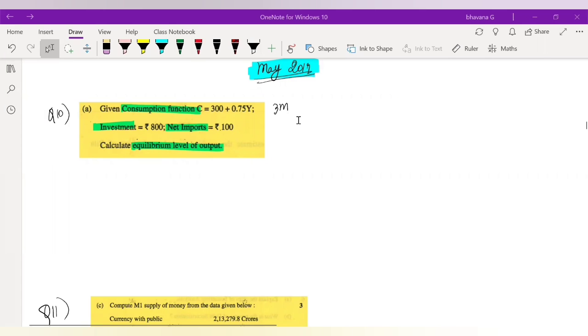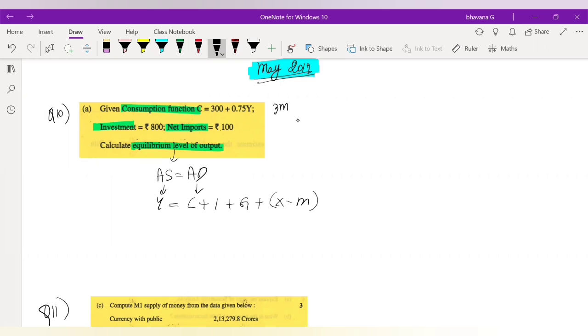So your equilibrium level of output is nothing but aggregate demand equal to aggregate supply. Or you can also write it as aggregate supply equal to aggregate demand. So what is aggregate supply? Aggregate supply is your income. What is your aggregate demand? Aggregate demand is nothing but C plus I plus G plus X minus M.